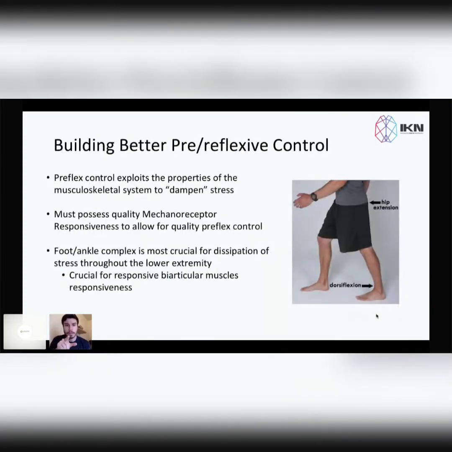So we need to focus on building better reflexive control, and that comes back to the preflexive qualities of the foot and the ankle first. It doesn't matter if you have hip pain, knee pain, foot pain, right? We still need to look at what the foot is doing in a way that allows it to dampen stress up through the chain.